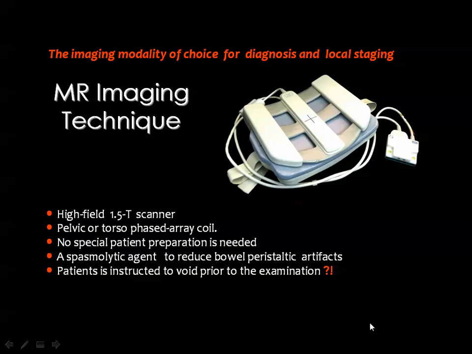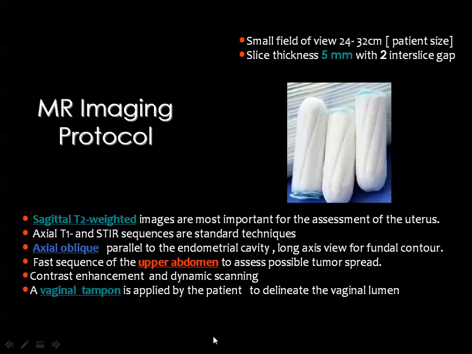in this domain. In the MRI, we use one of the dedicated coils for evaluation of the pelvis. We do not need special preparations, but sometimes we give a spasmolytic agent to inhibit the bowel motion to limit the motion artifacts, and sometimes whenever we are concerned about cervical pathology, we may insert a vaginal tampon, which may distend the vagina and enable adequate evaluation of the cervical canal.